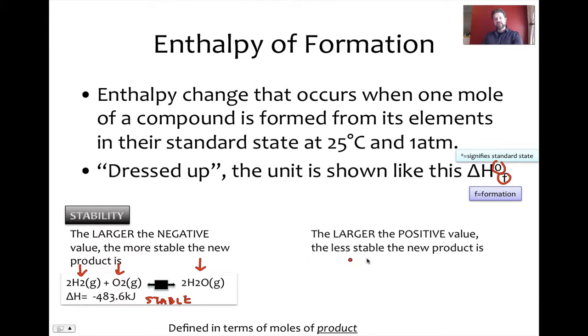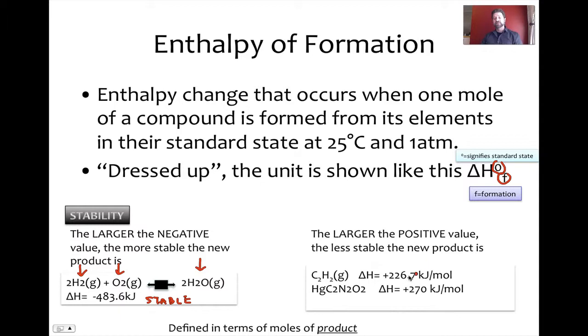On the other side of that, we could say the larger the positive value, the less stable the new product is. So when we went up that big hill and our products were finished at a higher potential energy than our reactants, we saw positive values. Okay, this one here, C2H2, that's acetylene gas. We use that gas when combusted to weld metals together. So you know that one is very capable of high amounts of energy.